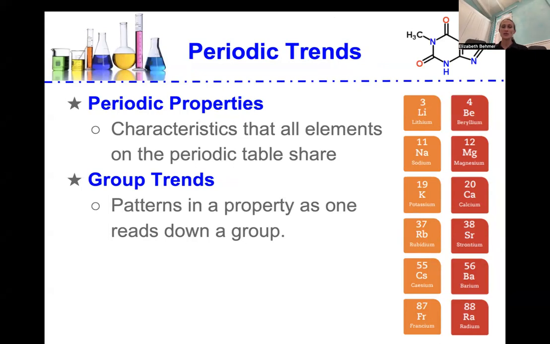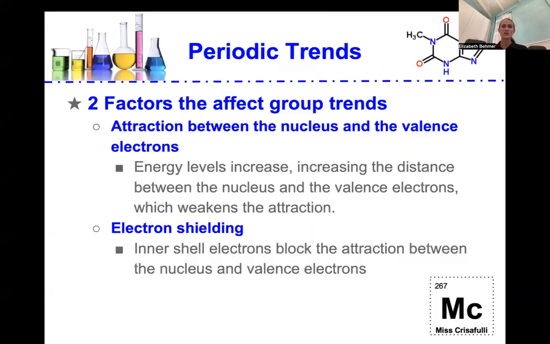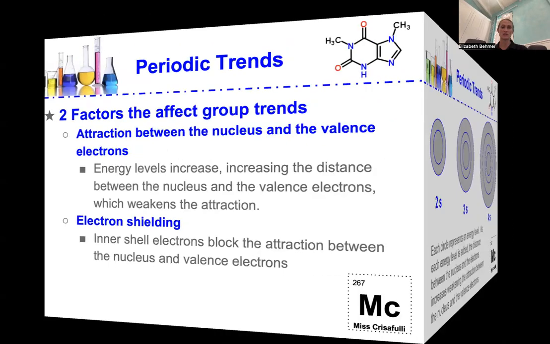So periodic properties are characteristics that all elements on the periodic table share, and group trends are patterns in a property as one reads down a group. There are two factors that affect group trends: attraction between the nucleus and the valence electrons. As the energy level increases, it increases the distance between the nucleus and the valence electrons, which weakens their attraction, as well as electron shielding, where the inner shell electrons will block the attraction between the nucleus and valence electrons.